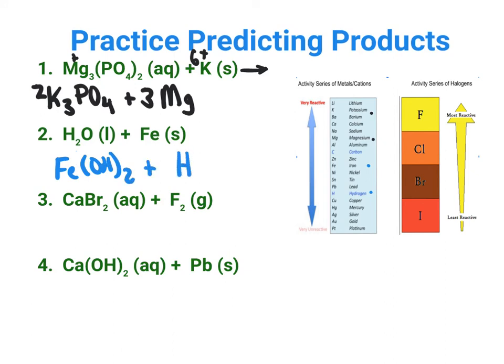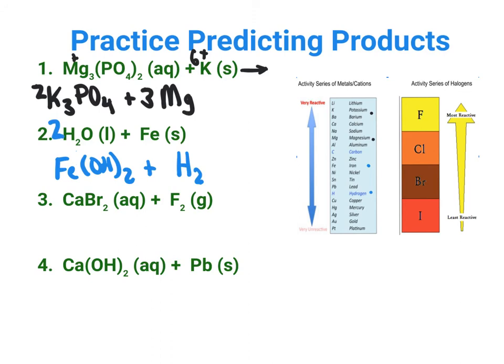But remember, hydrogen is one of those diatomic gases, and it can't be by itself, so it needs a 2. And then we're going to go back and balance it. In this case, all you got to do is put a 2 on the water, and the whole thing is balanced. All right, let's do the third one.